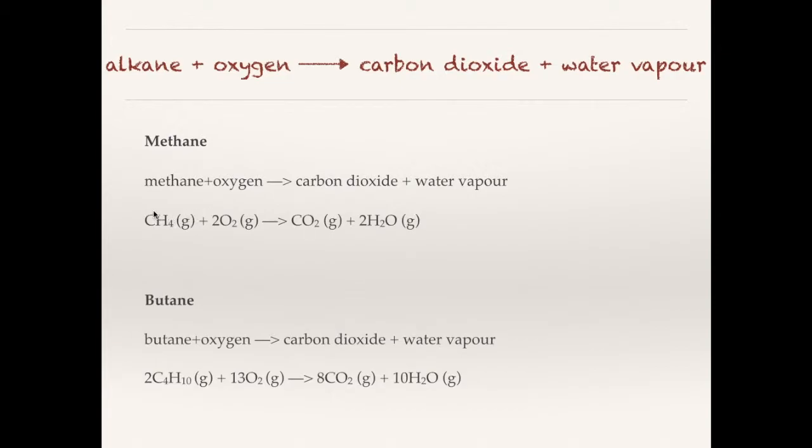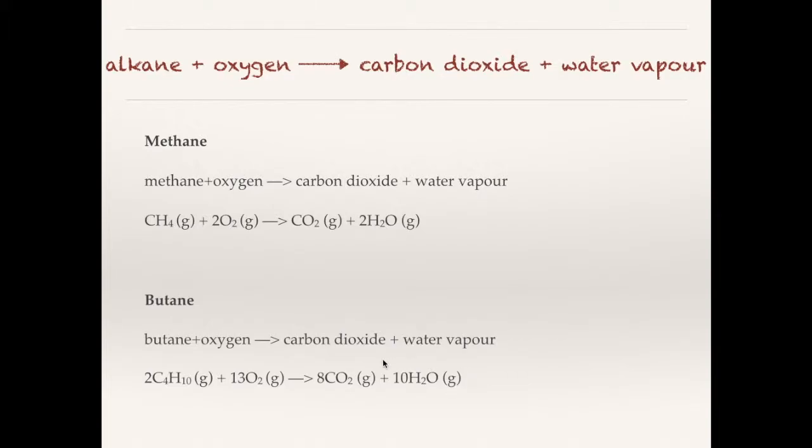Okay, another example will be butane. So butane will burn in oxygen once again to give me carbon dioxide and water vapor, right? So this is the chemical equation which is balanced with the appropriate state symbol. So butane will be gaseous state, oxygen is gaseous state, and I'll get carbon dioxide gas and water vapor due to the high temperature.